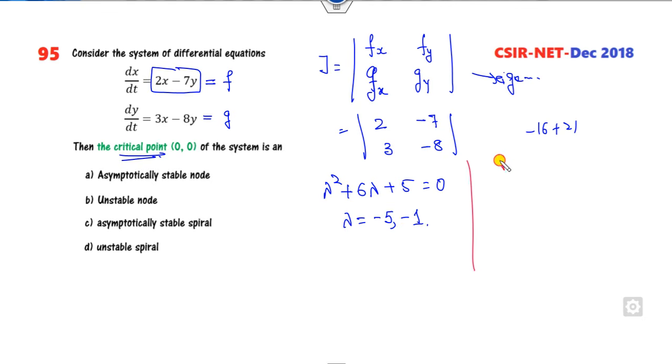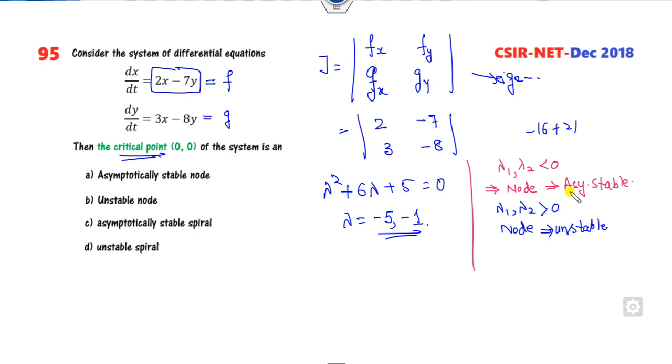Now you can see the rule. If both the eigenvalues are less than 0, then we call it a node which is asymptotically stable, or simply stable. Whenever both eigenvalues are positive, then we call it a node and it is called unstable. Now we can see both the eigenvalues are less than 0. We call it the asymptotically stable node. Asymptotically stable spiral cancels out. Asymptotically stable node is the right answer of this problem.